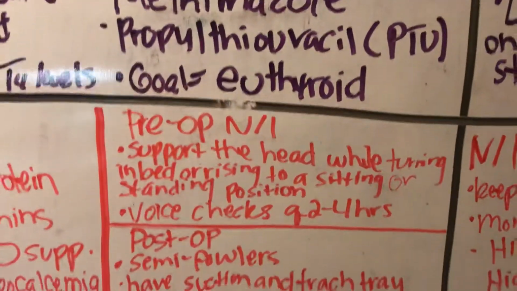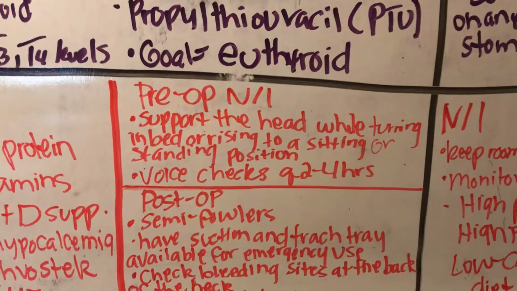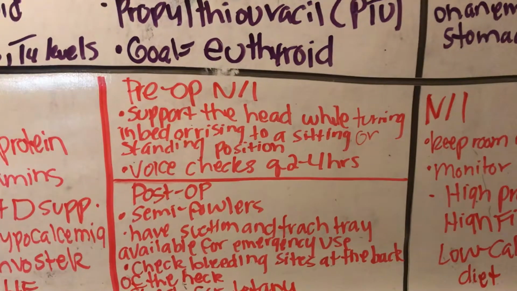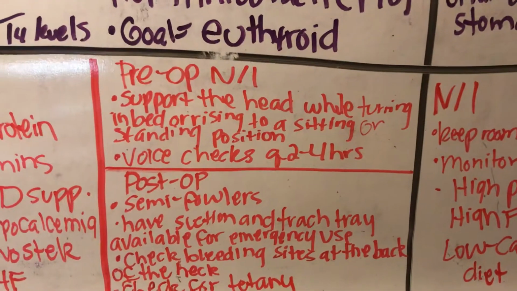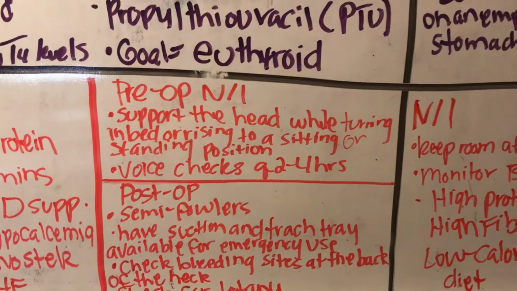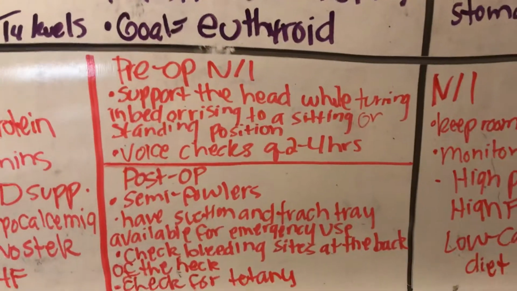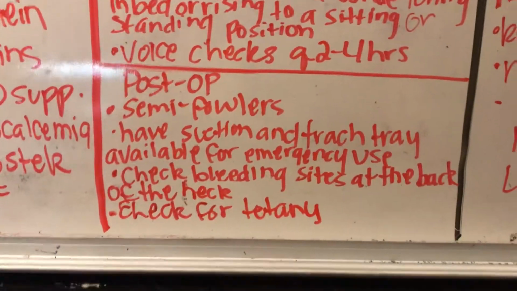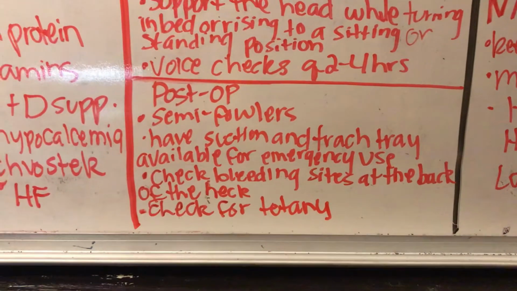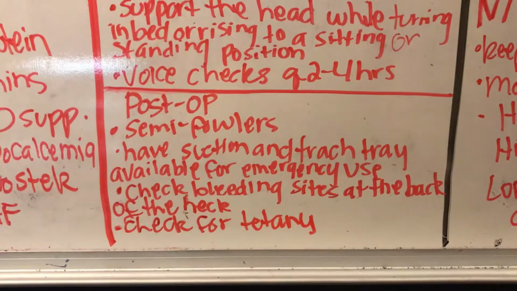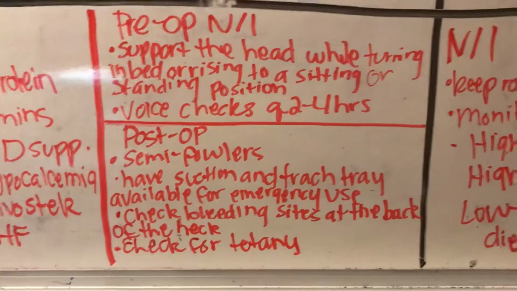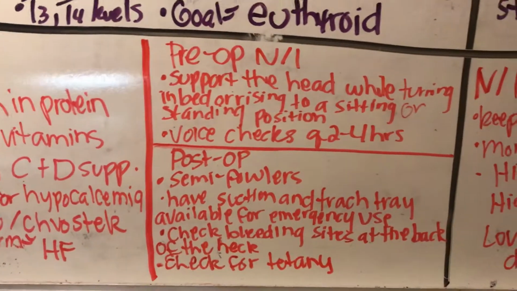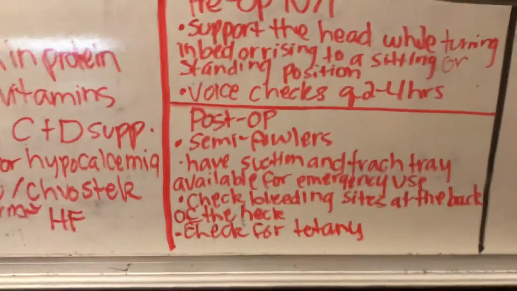Your pre-op nursing interventions. So the patients who decide they're going to receive the radiation or the removal of their thyroid, you want to support the head while turning in bed or rising to a sitting or standing position. You want to do voice checks every 2 to 4 hours. And for post-op, you want to keep the patient in semi-Fowler's. You want to have a suction and trach tray available for emergency use. You want to check bleeding sites at the back of the neck, in case there's a pooling of blood from the gravity of blood flowing back. And you want to also check for tetany, which are muscle spasms.